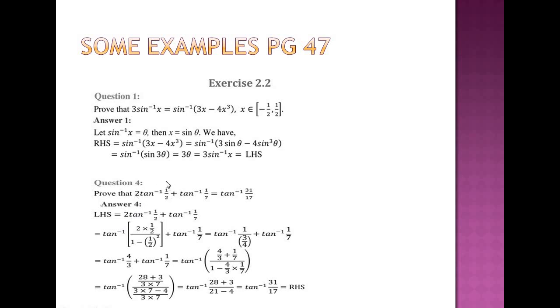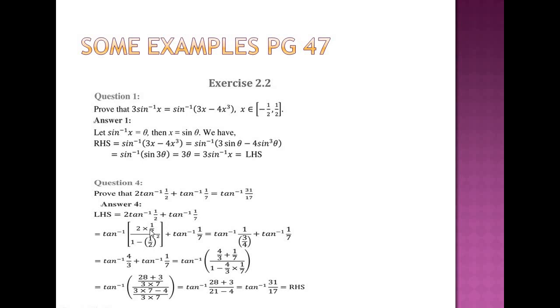So 2 tan inverse of half. Just now we discussed 2 tan inverse of x is nothing but tan inverse of 2x upon 1 minus x square. So the same thing here, x is nothing but my half. So I am writing 2 tan inverse of half as tan inverse of 2 into half upon 1 minus half square. I am using the formula which we did.